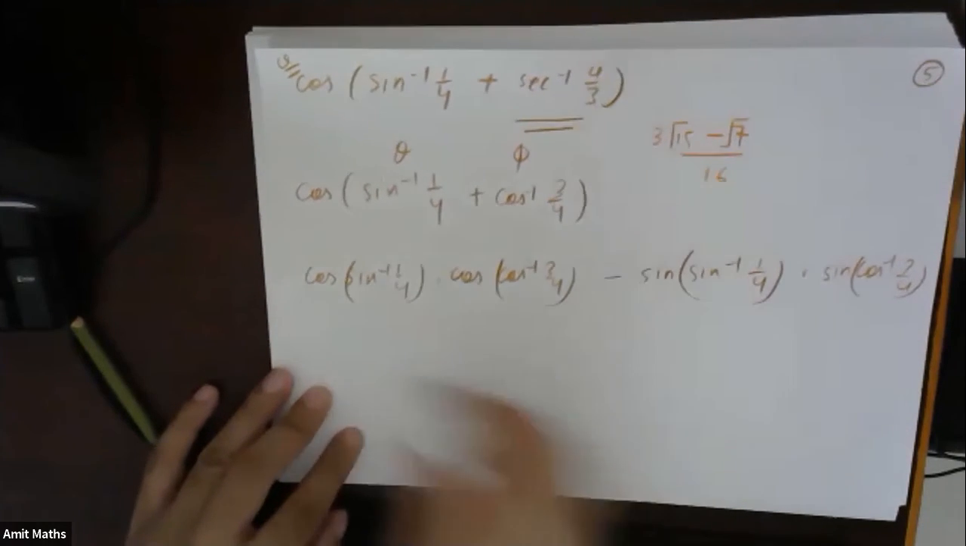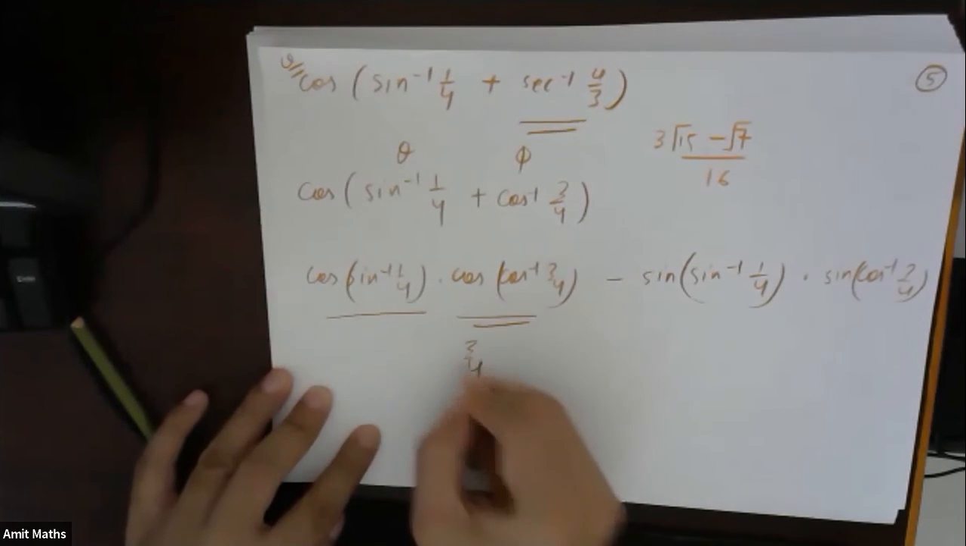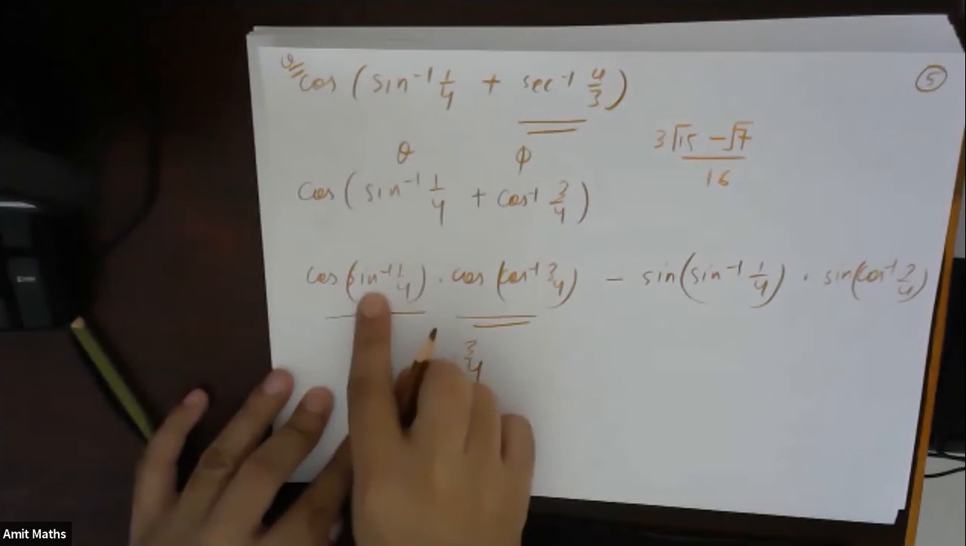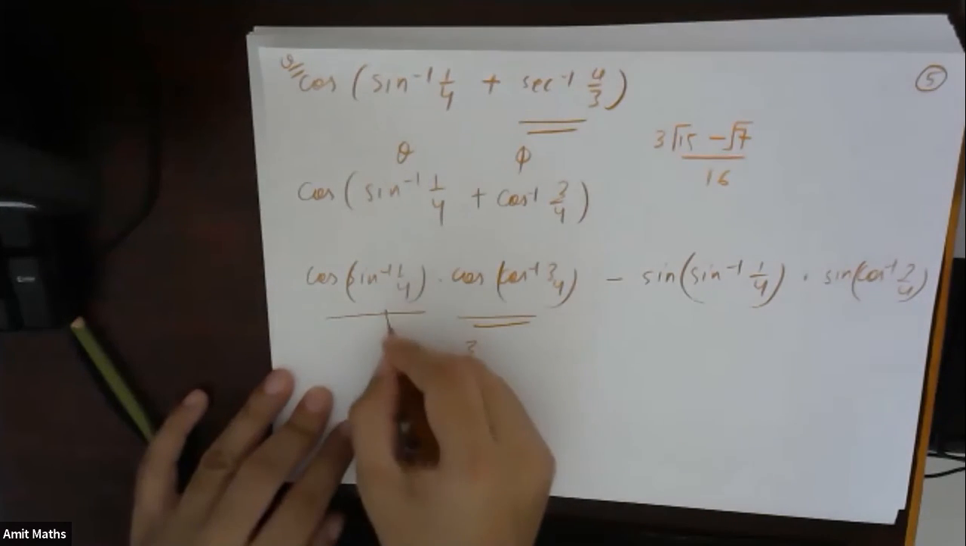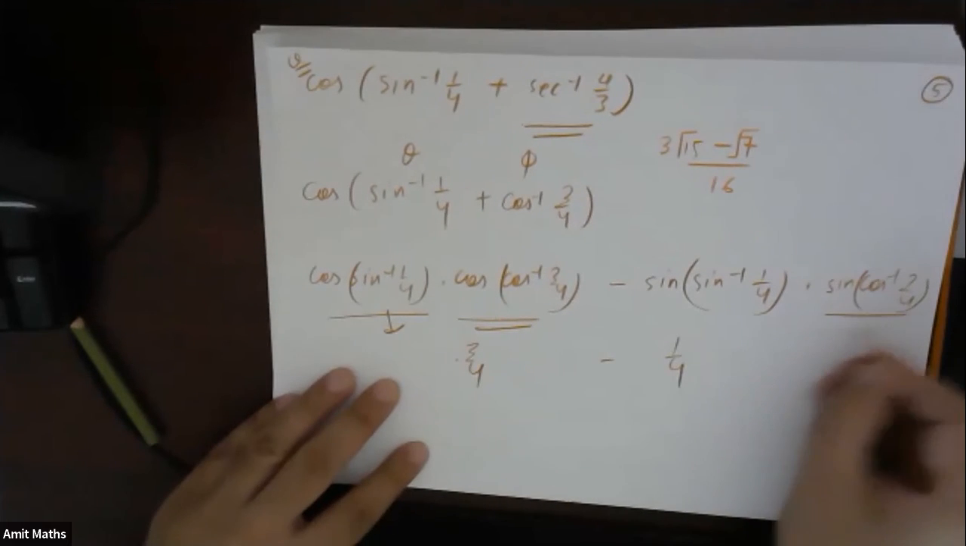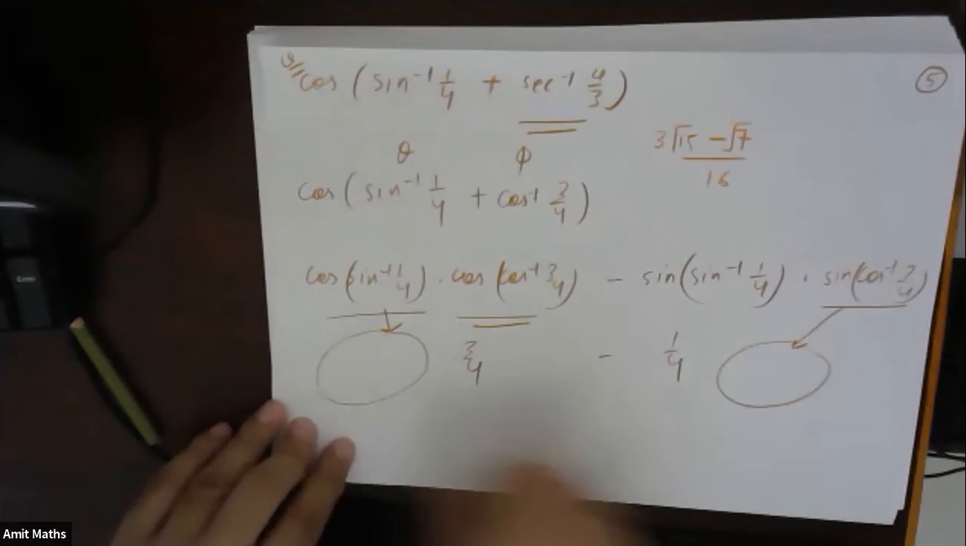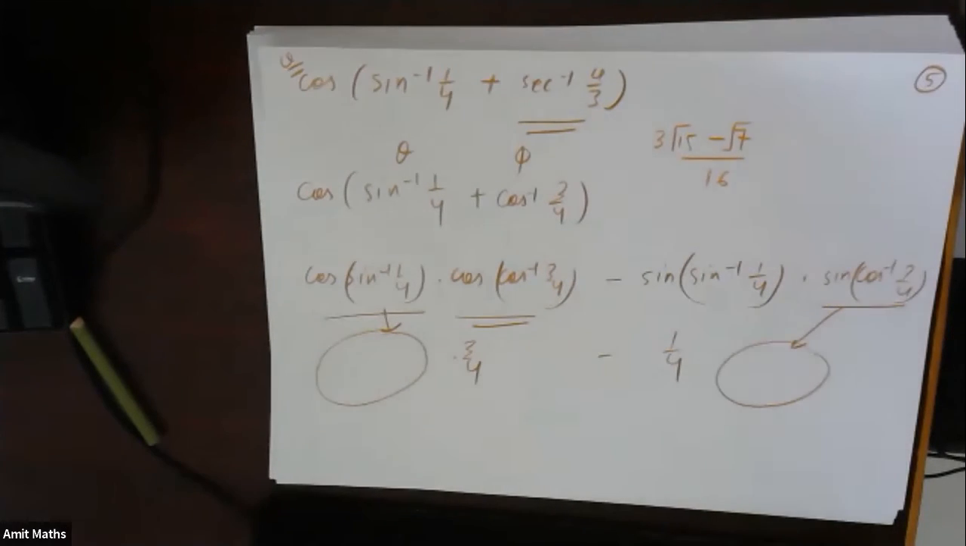Simple as that, right? Now this one is simply 3 by 4, and this is sine of sine inverse of 1 by 4. You can find the value of this. This is simply minus 1 by 4. This is sine of cos inverse of 3 by 4. So you just have to find the value of this and this. When you simply substitute the value of this and this, you'll get this.